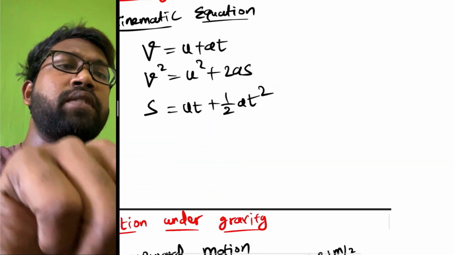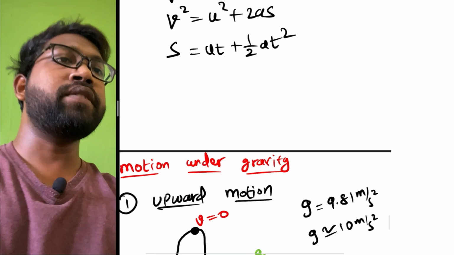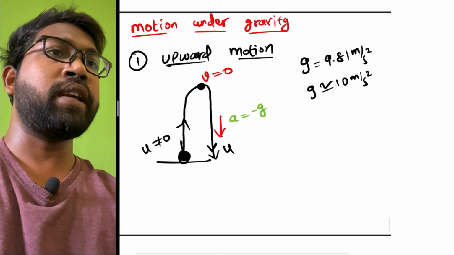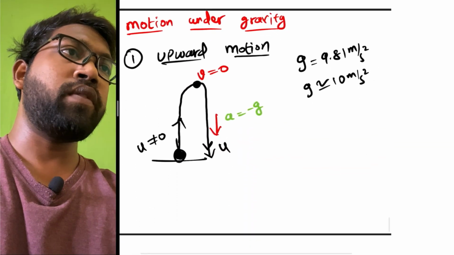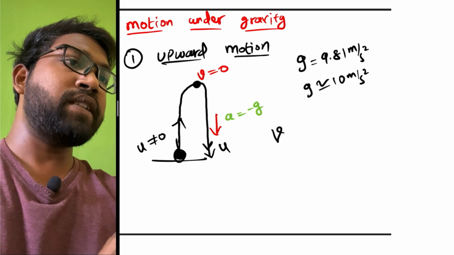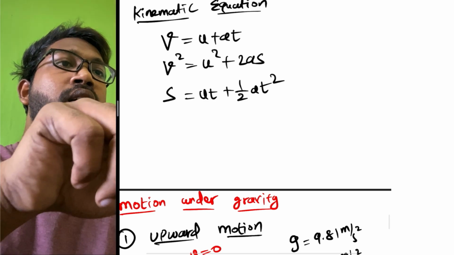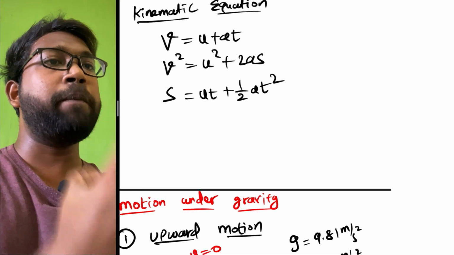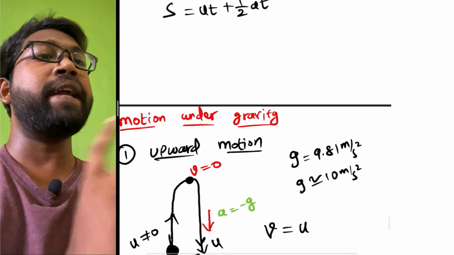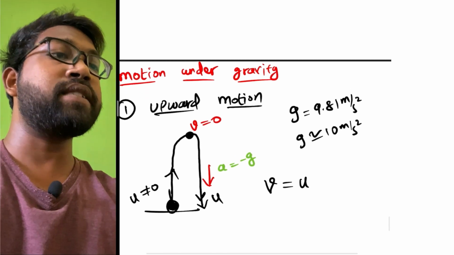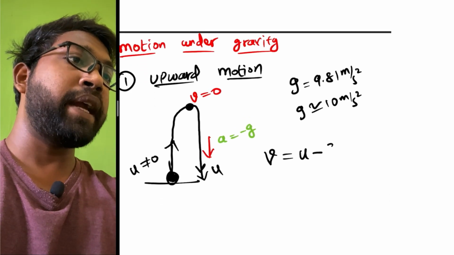I just want to redefine this equation according to motion under gravity, upward motion. Same thing only. So final velocity v equal to initial velocity u. In place of a, we have to replace a with minus g. Why? It's going against gravity, right? So it becomes minus gt.